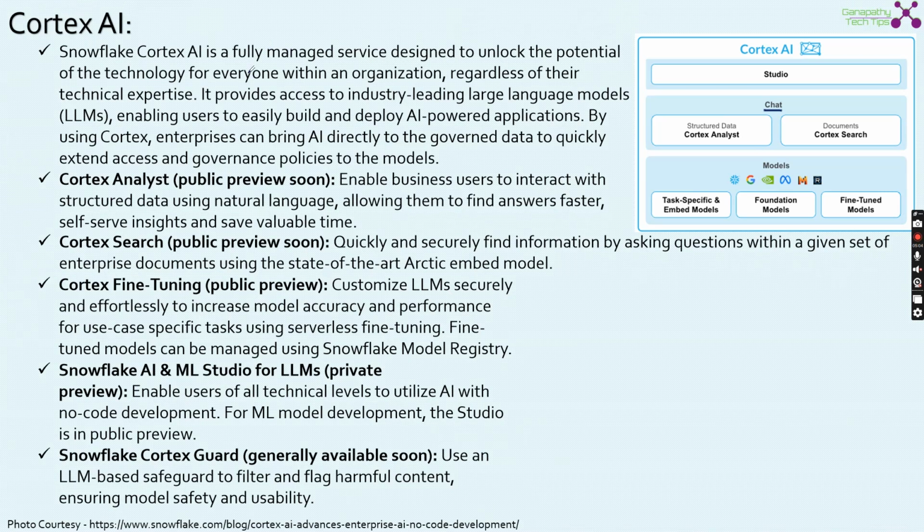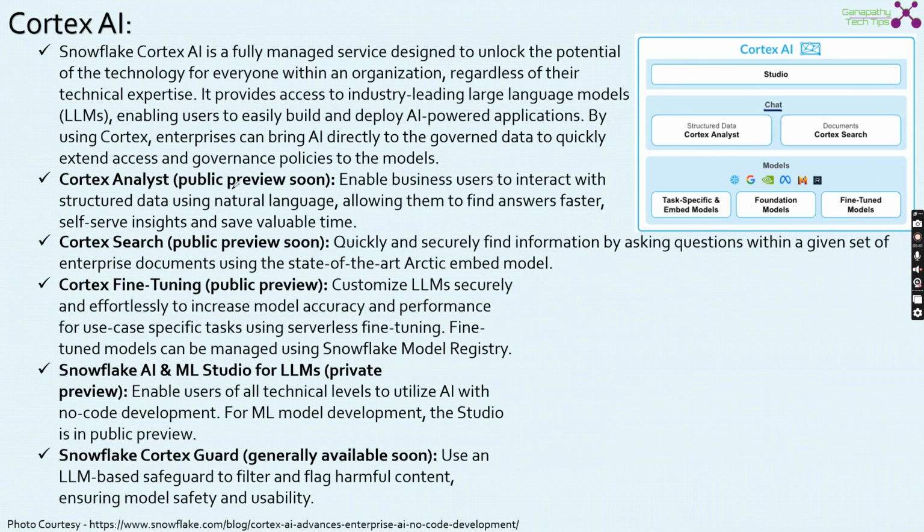Now coming to Cortex AI, what are all the things which are provided with Cortex AI? Cortex AI is a fully managed service designed to unlock the potential of the technology for everyone within an organization, regardless of their technical expertise. See how they are trying to explain this. It provides access to industry leading large language models, the LLMs, enabling users to easily build and deploy AI powered applications. By using Cortex, enterprises can bring AI directly to the governed data to quickly extend access and governance policies to the models. The same story which I discussed with you earlier, right?